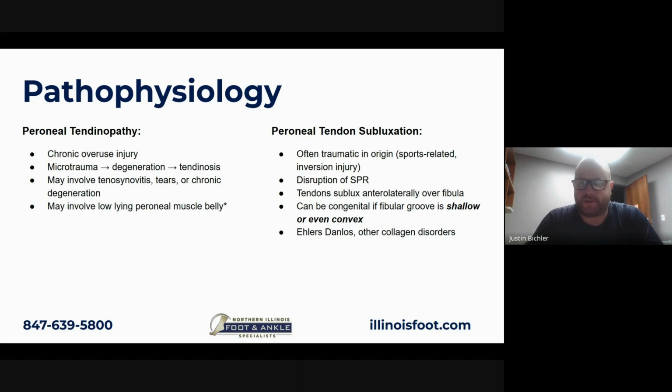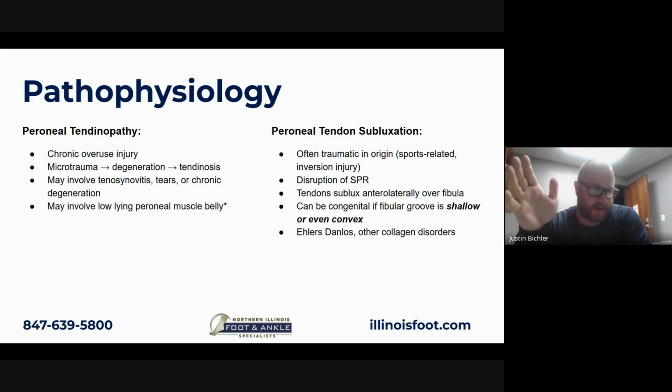It can be traumatic in origin from a sports-related injury, inversion injury, any run-of-the-mill lateral ankle sprain. It can cause disruption of the superior peroneal retinaculum, which stabilizes the peroneal tendons posterior to the fibula. Another thing I was speaking about is the morphology of the fibular groove. It's supposed to be concave, creating a nice little area for the tendons to live in and glide freely posterior and inferior to the lateral malleolus.